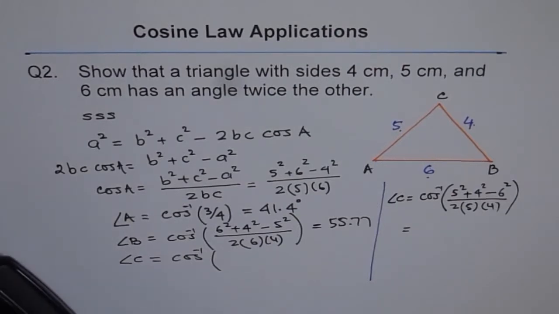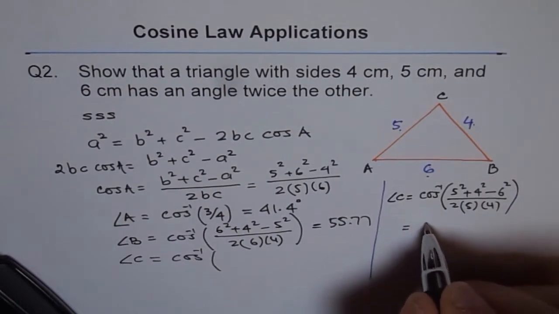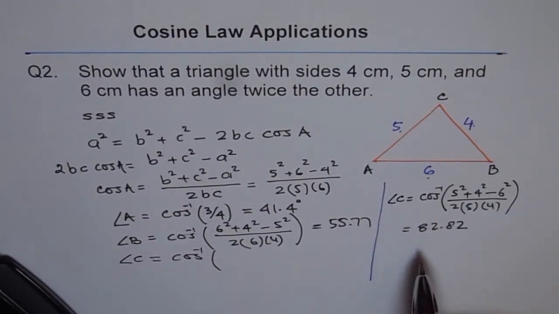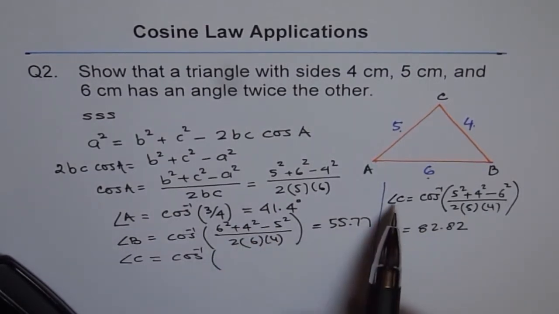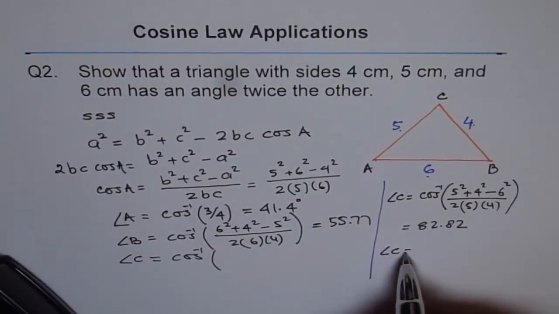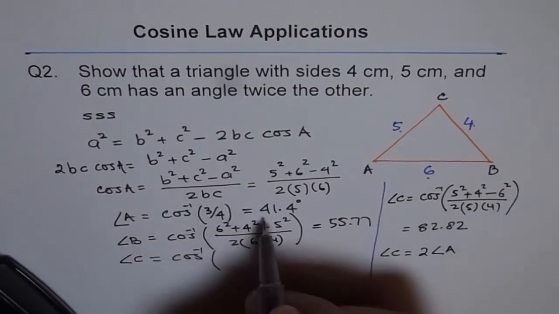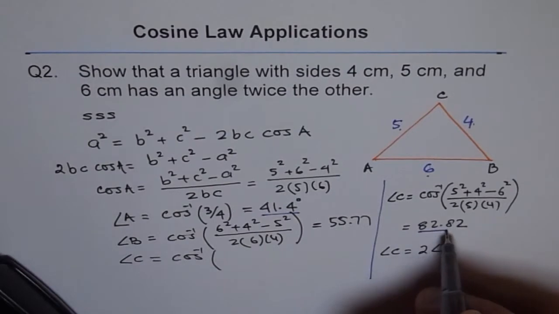We get 5 square plus 4 square minus 6 square equals, divided by 40, equals 1 over 8. And cos inverse of 1 over 8 is 82.82. So we get these kinds of angles. Do you see? Angle A is half of angle C, or I can say angle C is 2 times angle A. Angle A is 41.4, and this is 82.8 degrees.